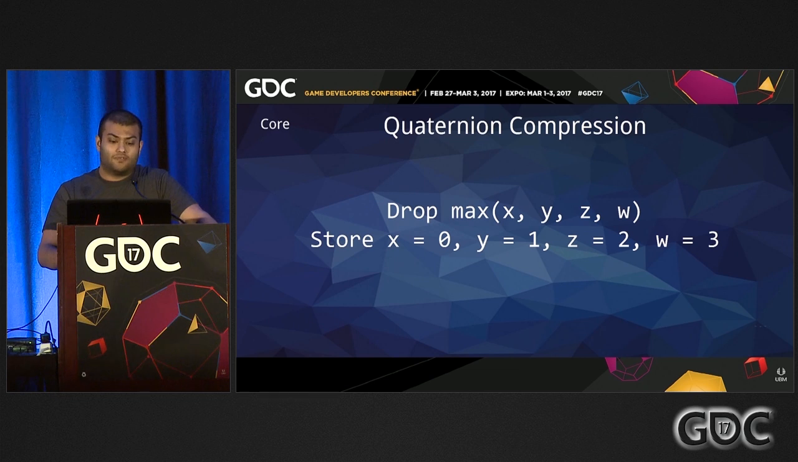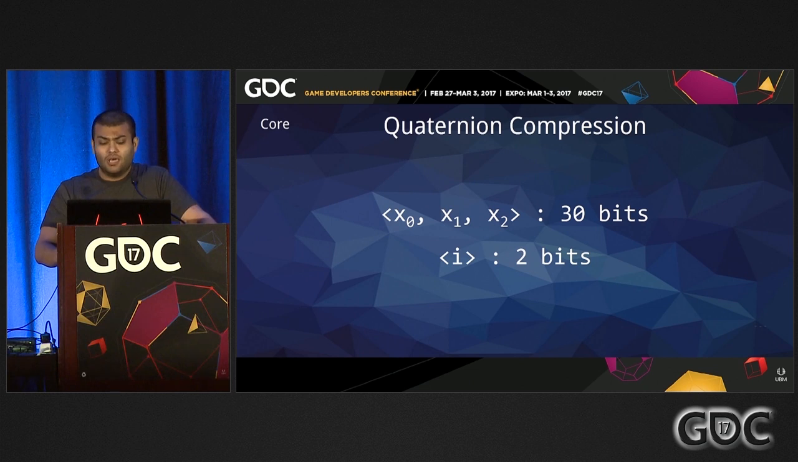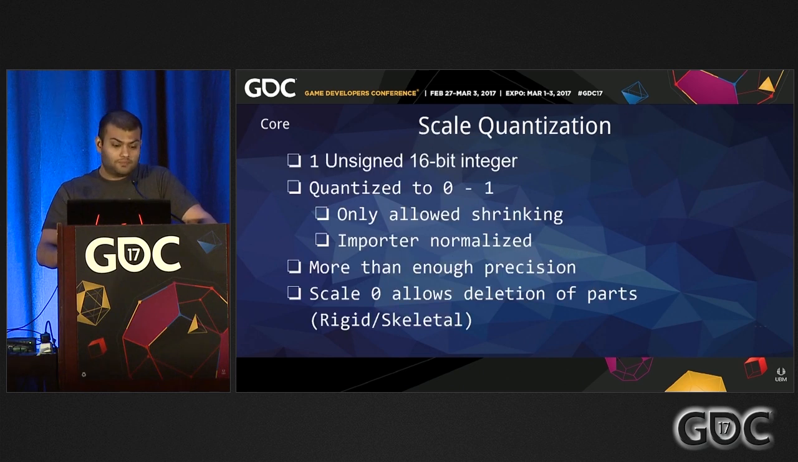So we can store off exactly which component we are going to drop, and we drop the maximum value between X, Y, Z, and W. This allows us to, again, retain more precision. Since we also know that we've dropped the largest quaternion value, we want to renormalize the remaining values. The remaining values being renormalized remap to 0 to 1. So essentially, we're storing 3 components at 30 bits, and we store which component we actually dropped in 2 bits.